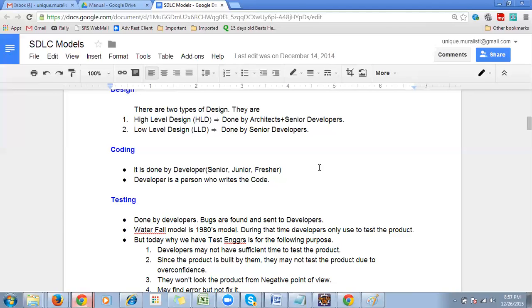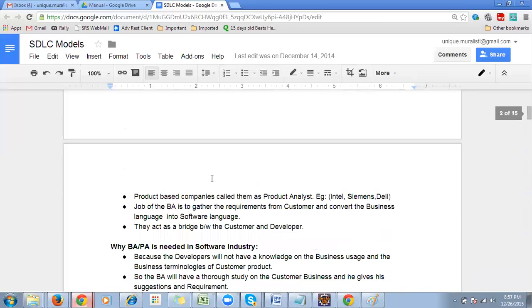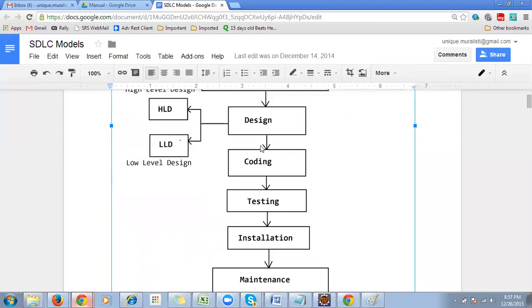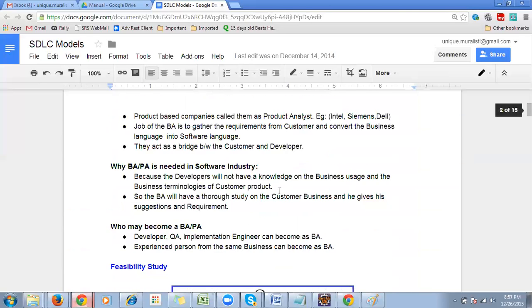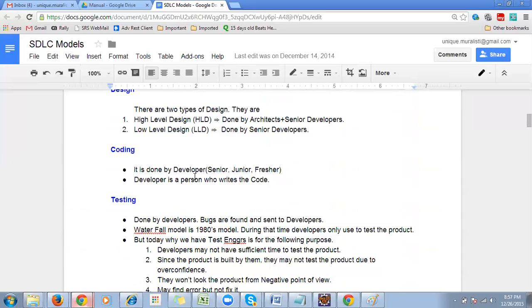After the design, we have coding, then we have testing. In coding, we already have the information given in the LLD on how it needs to be implemented. At the coding level, the senior developers, junior developers or freshers are involved, and they develop the code based on the requirements. So that's what will be done at the coding level.